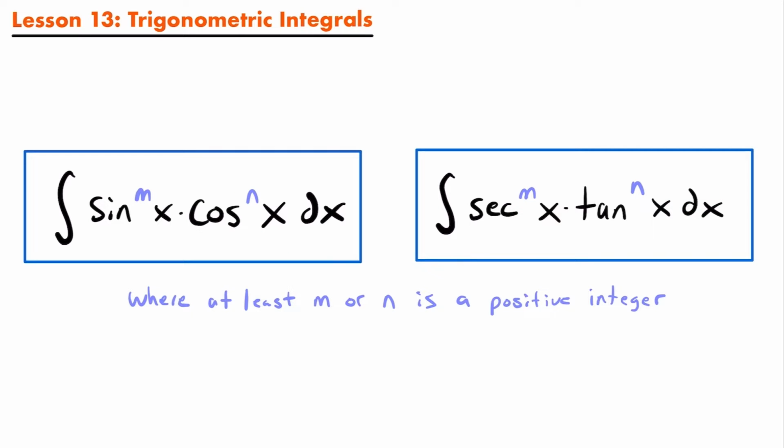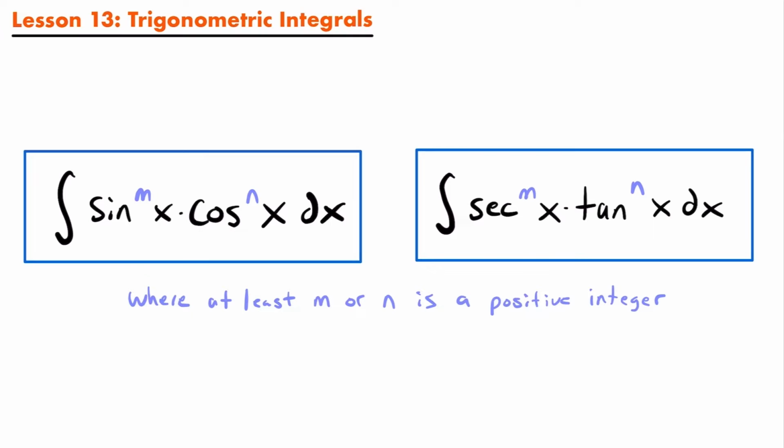And for both of these forms, we are going to be looking at integrals where at least m or n is a positive integer. In order to solve trigonometric integrals of these two forms, we are going to need to manipulate them into a form where we can use u substitution and then the power rule of integration in order to solve. Because in most cases, in the form that they will be given to you, they aren't going to be possible to solve without any manipulation. And that manipulation is going to involve using some trigonometric identities.